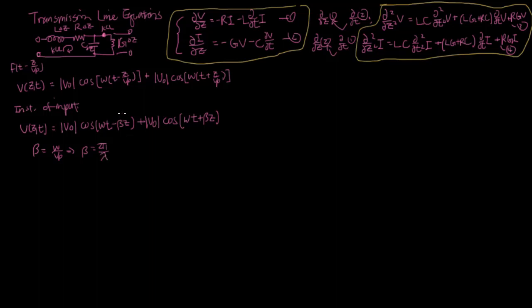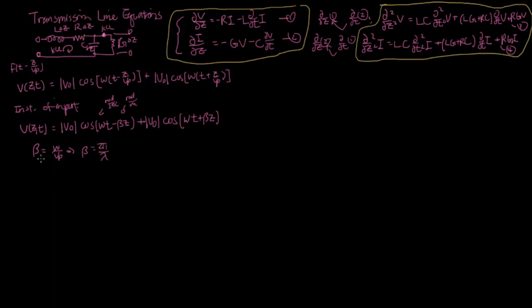And remember, I defined beta where omega is in radians per second. So how many radians of phase occurs for every second? Beta is the spatial equivalent of that. So it's in radians per meter, or how many radians pass by if you look forward in the wave by 1 meter. Now let's convert this into phasor form.